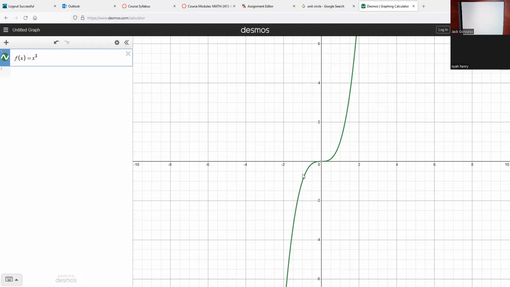So if I choose, let's say I choose this point right here, and I drew a line right next to it. So imagine there's a point right there. So the line tangent to that point has a slope.